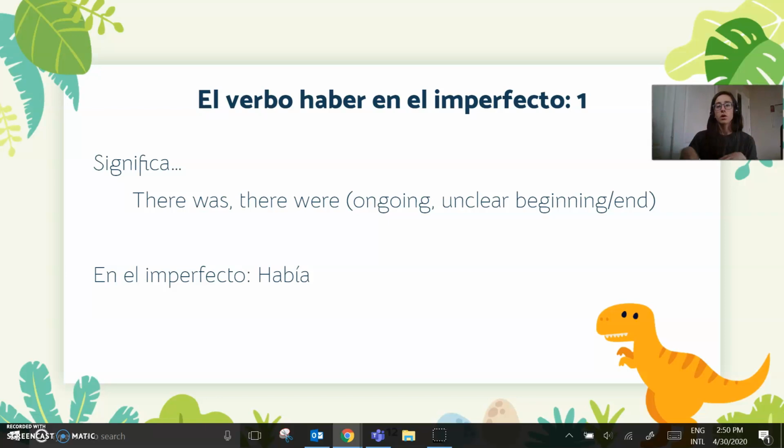All of those things fall under the imperfecto category. So we are in the past tense. We were just in the present, now we're in the past. And we're talking about a specific past tense, something ongoing. But it means essentially the same thing: there was or there were. And the conjugation that we will use, again, there's only one, the singular third person, is había, okay?